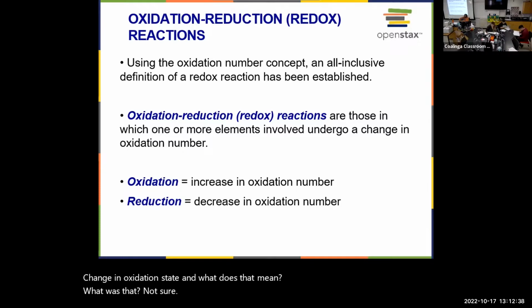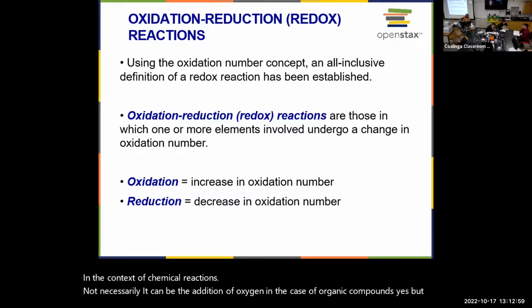Okay. So oxidation state is defined as what? The context of chemical reactions. Addition of oxygen. Not necessarily. It can be the addition of oxygen in the case of organic compounds. Yes. But we're going to go beyond organic compounds.